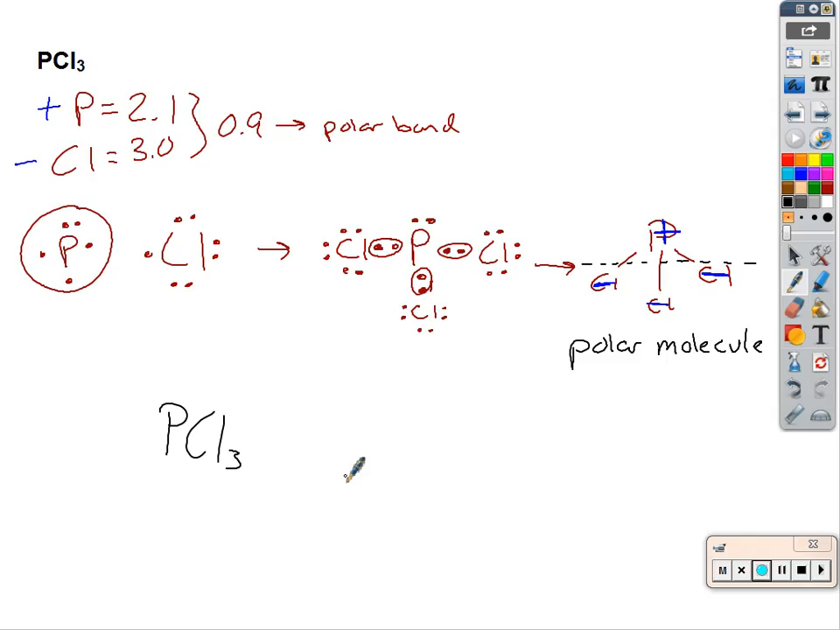The rules are, you can't use mono on the first element, so if there's just one of them, you would just write down the name of that particular element. If there's 2, 3, or 4, or 5, you can use a prefix. Just no mono on the first one.